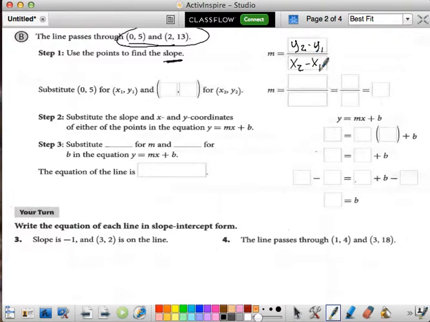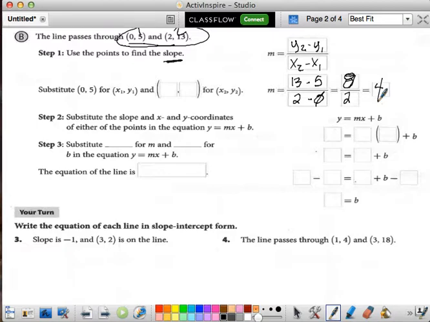In this case, I'm going to use my second point and my first point. So my second point is going to have the 2, and my first point is going to be my y-intercept. All right, so in this case, I have my y2, which is 13, minus my y1, which is 5, over my x2, which is 2, minus my x1, which is 0. 13 minus 5 is 8. 2 minus 0 is 2. And I know that this gives me a slope of 4. Right? So my slope in this case is 4.